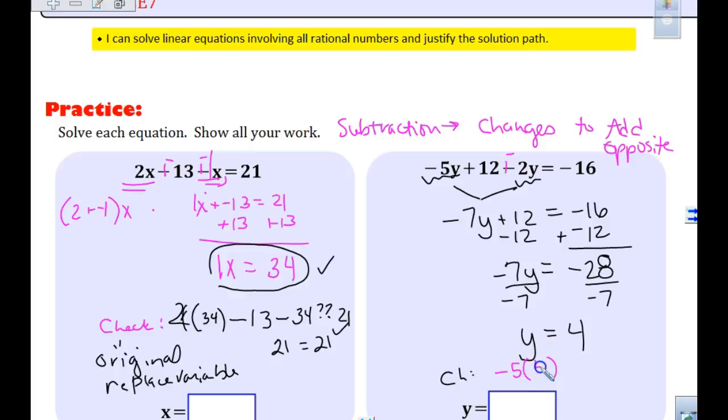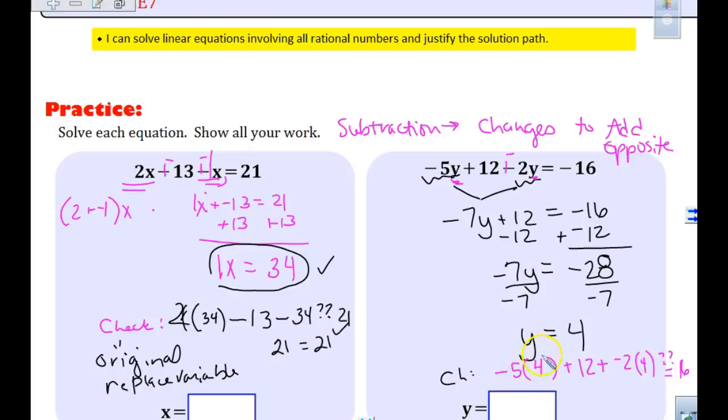What was y equal to? 4. So every place where there's a y, I'm putting in my 4 now. Then I'm going to put plus 12, and then plus negative 2 times 4. And the question is, when I put that in my calculator, does it equal 16?